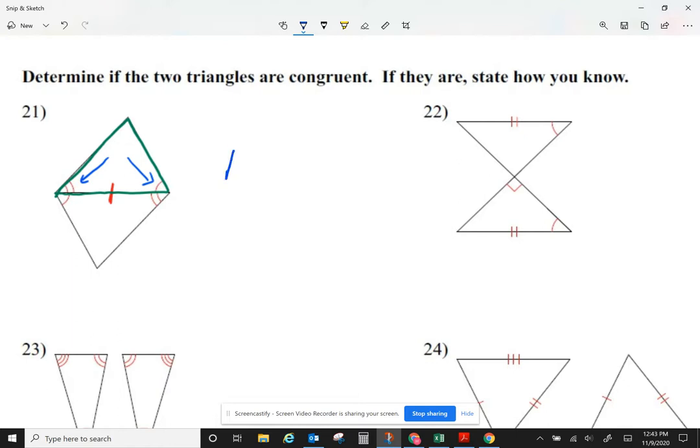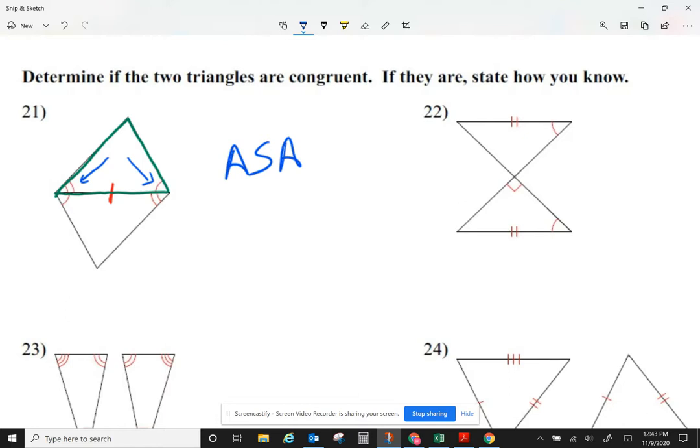And I see two angles. So let me put my two angles. Then I see a side. Then I ask myself, is the side in between the angles? Because it is, let me put the S in the middle. Angle, side, angle is a rule that works. I notice the other triangle is marked the same way.